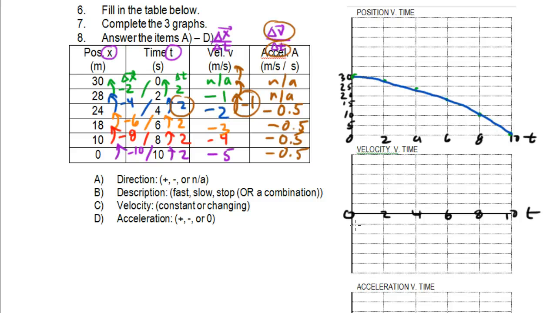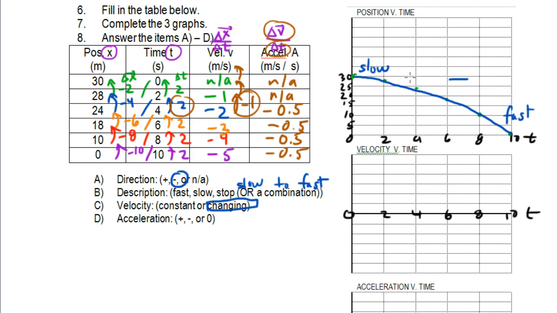Okay, makes sense. Notice I have a negative slope. I'm going shallow, which means slow, steep, which equals fast. All right? So I already know I can answer these questions now. And actually, I'll do it. I have negative direction. I am slow to fast, and I am changing velocity. Changing velocity. Okay?